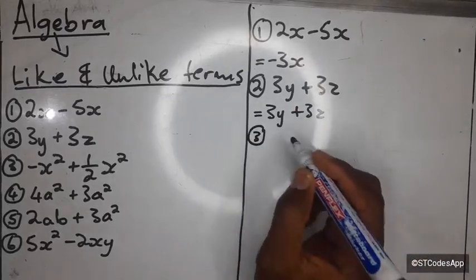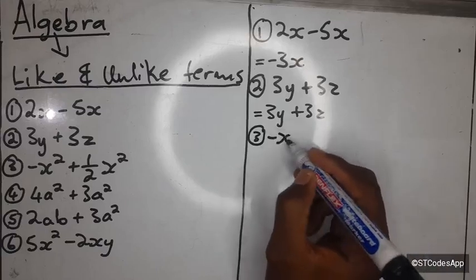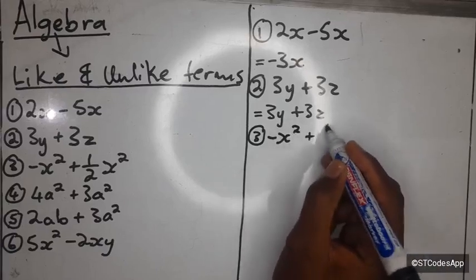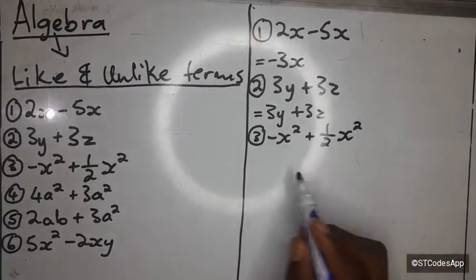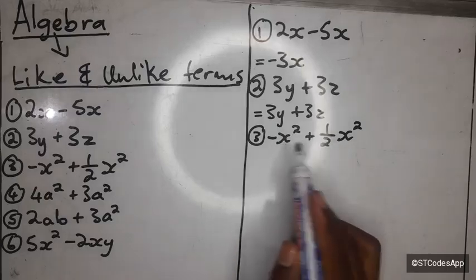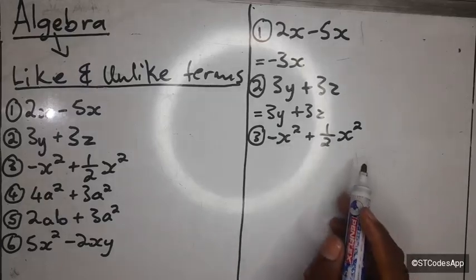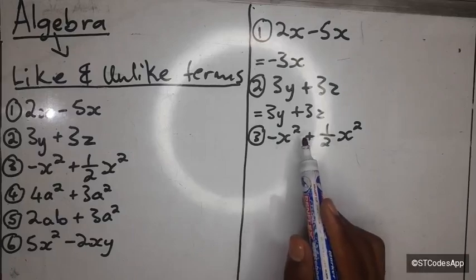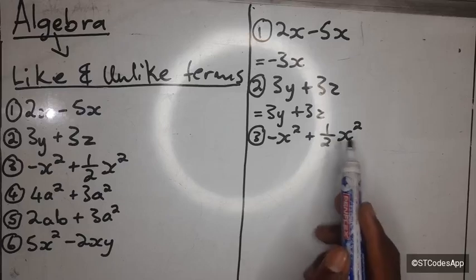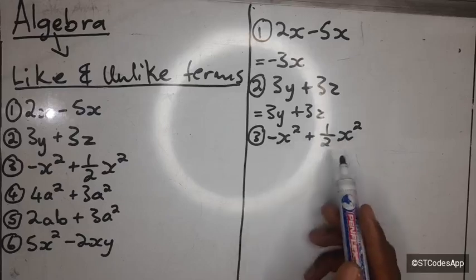Number 3: minus x squared plus half of x squared. Are these two terms like terms? Well, the first one ends with x squared, the second one also ends with x squared. So these two terms are like terms.